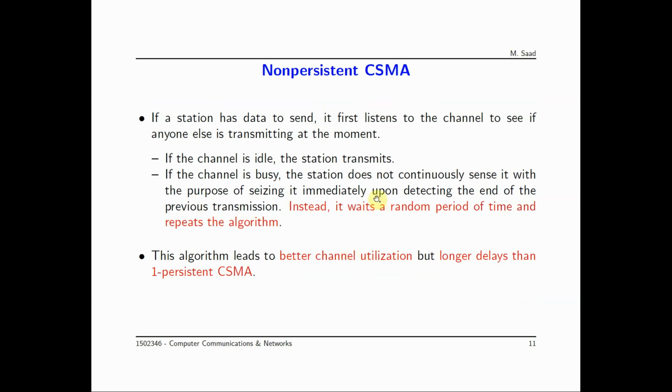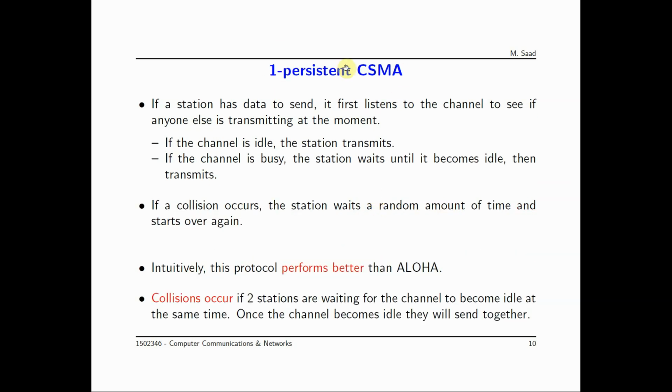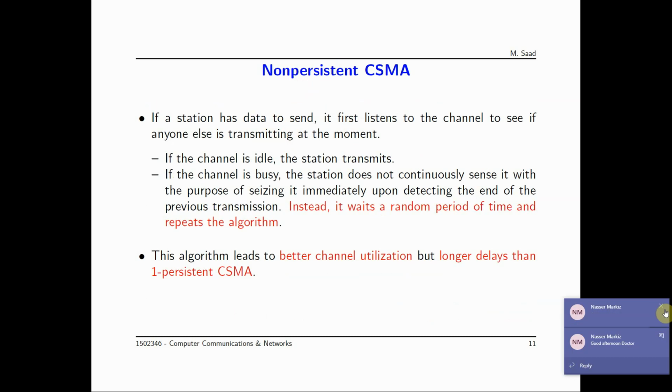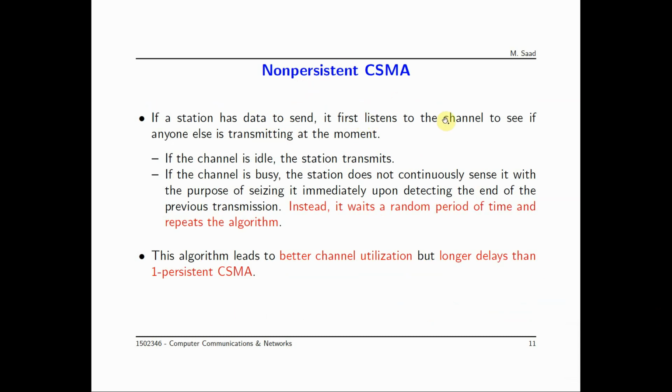Now, can we still do better than one persistent CSMA? Yes, by the second protocol, which is called non-persistent CSMA. How does non-persistent CSMA work? If a station has a frame to send, it listens to the channel. If the channel is idle, the station transmits. If the channel is busy, the station will not continue sensing. The station will just back off, wait for random time, and then come back to repeat the protocol over again, starting with sensing the channel.